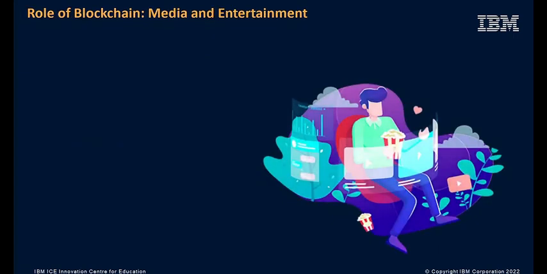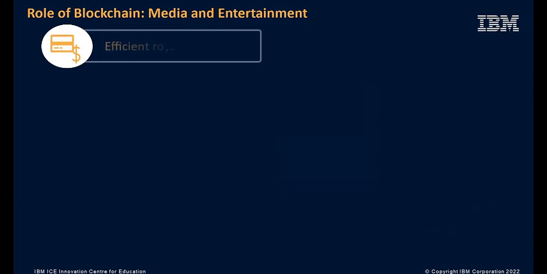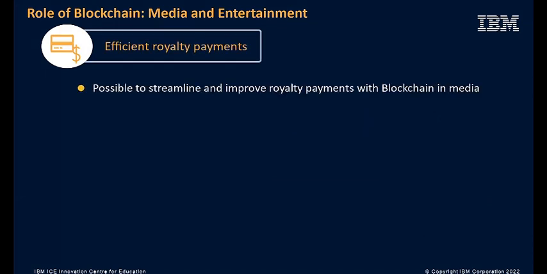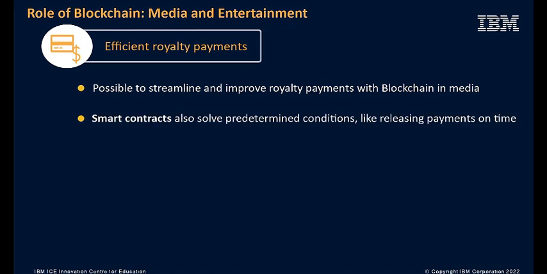Role of blockchain in media and entertainment. Efficient royalty payments. It's possible to streamline and improve royalty payments with blockchain in media. Smart contracts also solve predetermined conditions like releasing payments on time. With blockchain, artists can get paid better for their work.